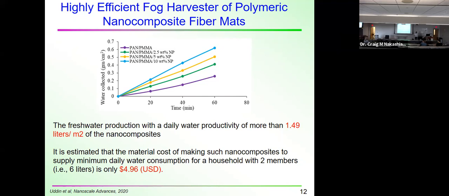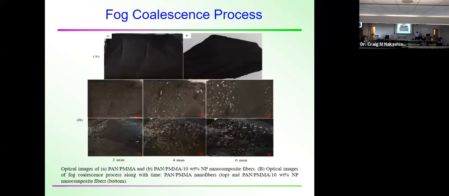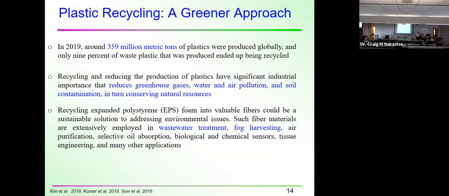You were talking about using styrofoam to create, I think, filtration discs. Yeah, I am going there. Thank you. My next topic is the fog condensation process: how water droplets, fog or moisture droplets, condense on the surface. It's a very black surface. I think this image is not clear, but this shows how moisture particles accumulate and form larger particles and grains. My next step is to use styrofoam to fabricate a similar kind of nanocomposite material for fog harvesting application.